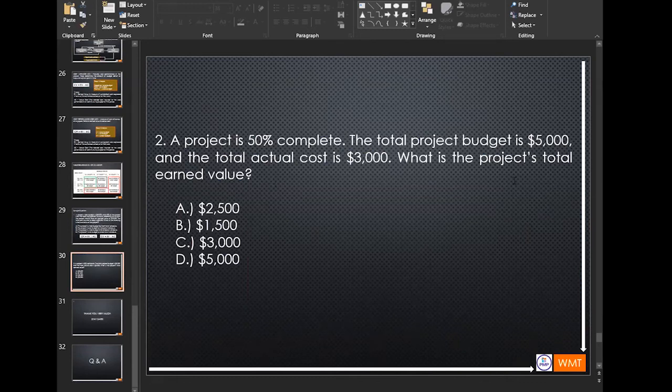Kaya lang, hinahanap niya is earned value. So, may percentage na kayo dito na 50% complete, ito na yung earned value ng project. So, i-multiply mo lang yung sa 5,000 na total project budget.